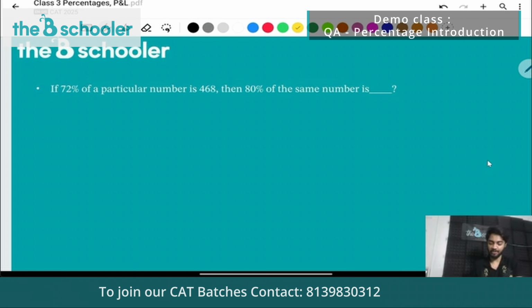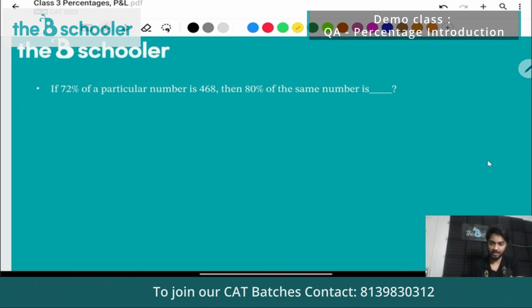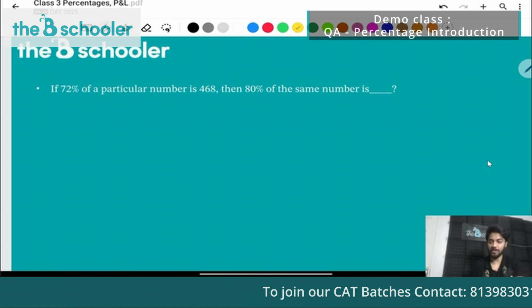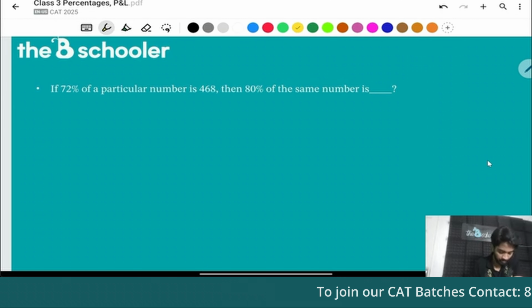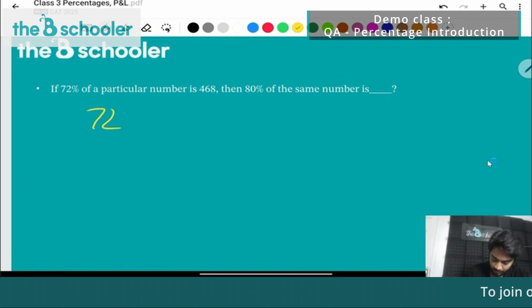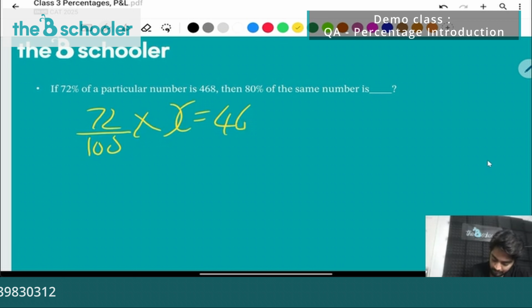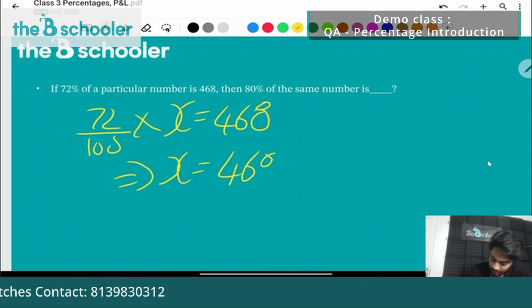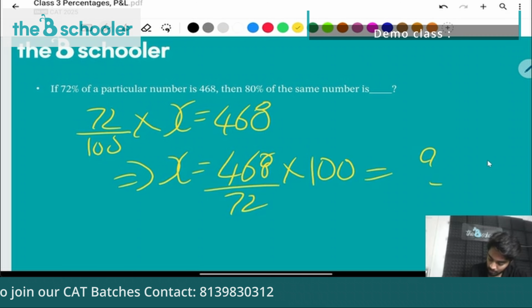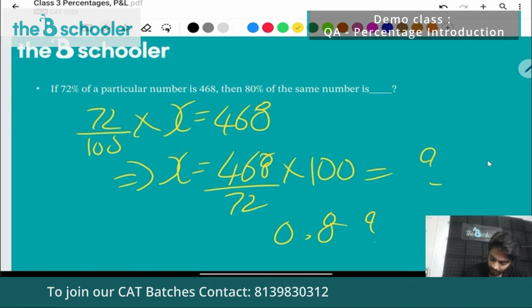Okay, how did you guys solve it? Did you solve it conventionally or did you use any other technique? Okay, great. So one conventional way of solving this is: 72% of x is equal to 468. Then you get x equal to 468 divided by 72, into 100. You find this value and multiply by 0.8, you get the answer. Okay, this is the conventional way.